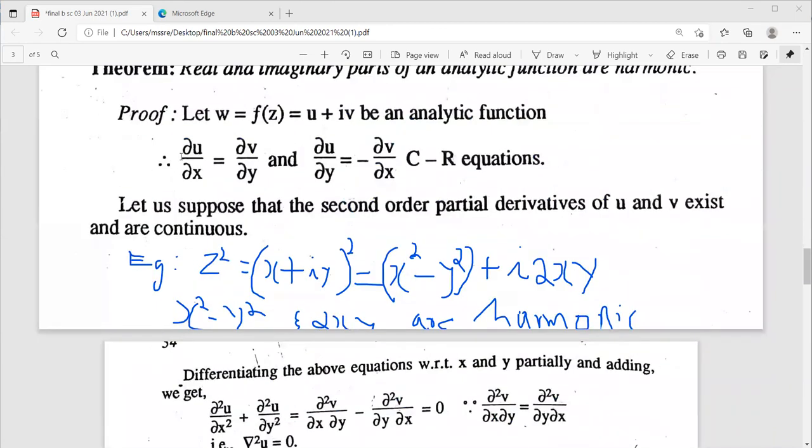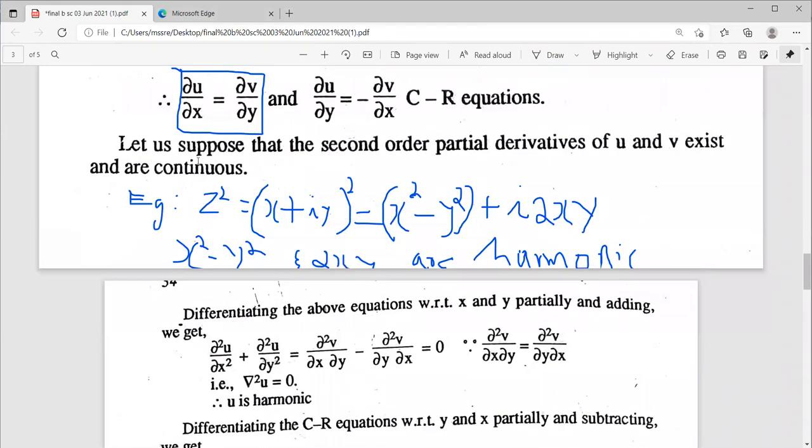Next, you have two equations in CR equations. One equation is delta u by delta x equals delta v by delta y. You take this equation, the first order equation. ಈ ಈಕ್ವೇಶನ್ ತಗೊಂಡಾಗ, differentiating the above equations with respect to x and also with respect to y partially and adding. ಫಸ್ಟ್ ವಿತ್ ರೆಸ್ಪೆಕ್ಟ್ ಟು ಎಕ್ಸ್ ಇದನ್ನು ಡಿಫರೆನ್ಶಿಯೇಟ್ ಮಾಡಿ, ಎರಡೂ ಕಡೆ ಮಾಡಬೇಕು, ಒಂದ್ ಕಡೆ ಮಾಡಿದ್ರೆ ಬರಲ್ಲ. You have to differentiate both sides partially with respect to x.